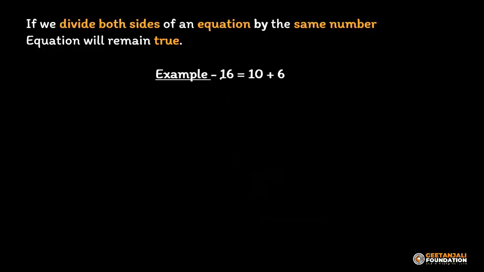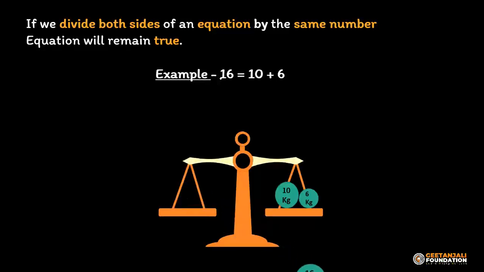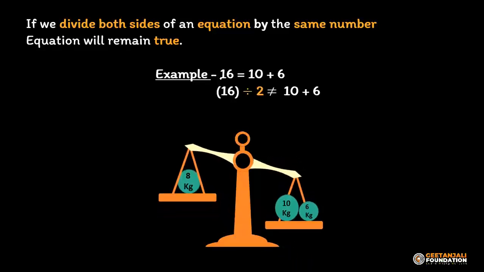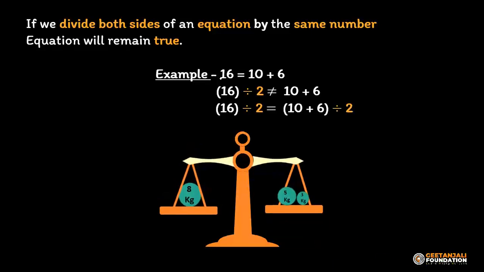Now here I have 16 is equals to 10 plus 6. I don't want this 16, I want 8. So to get 8, I need to divide it by 2. So I have divided it by 2. You can see it is 8 on the left side and still 16 on the right side, and it is no more in balanced state. So I need to divide the right side also by 2 to get it back to balanced state. So if we divide both sides of an equation by the same number, the equation will remain true.